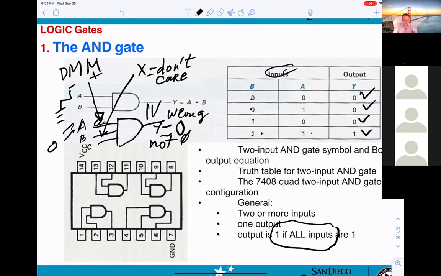For the correct thing, you have to tell the people this gate is not working. Why? I apply input A equals 0, but the output is supposed to be 0, and it is not. So that's why I need to change this gate.